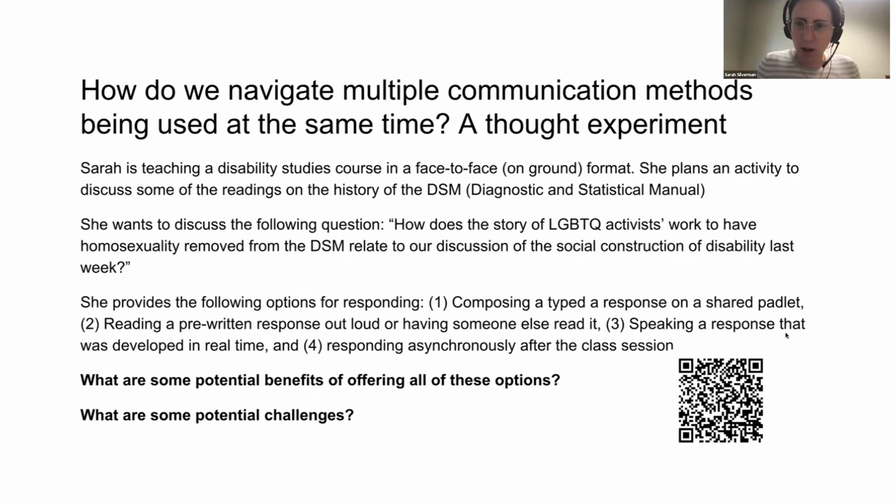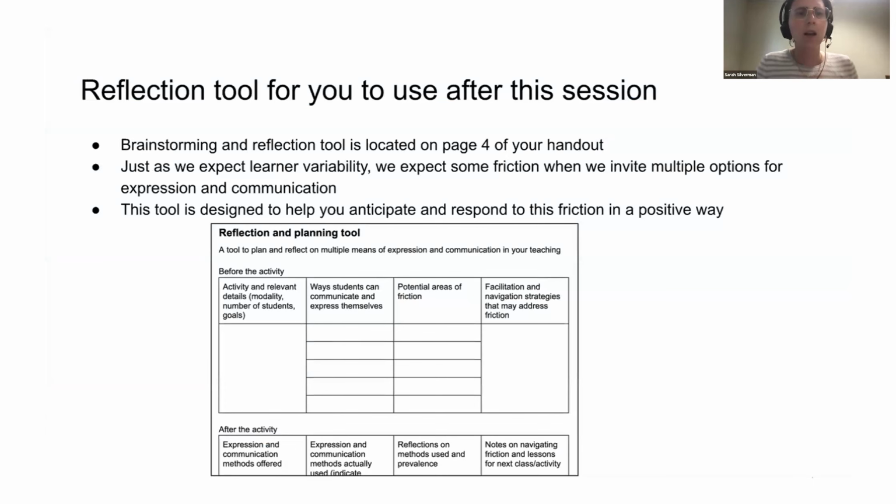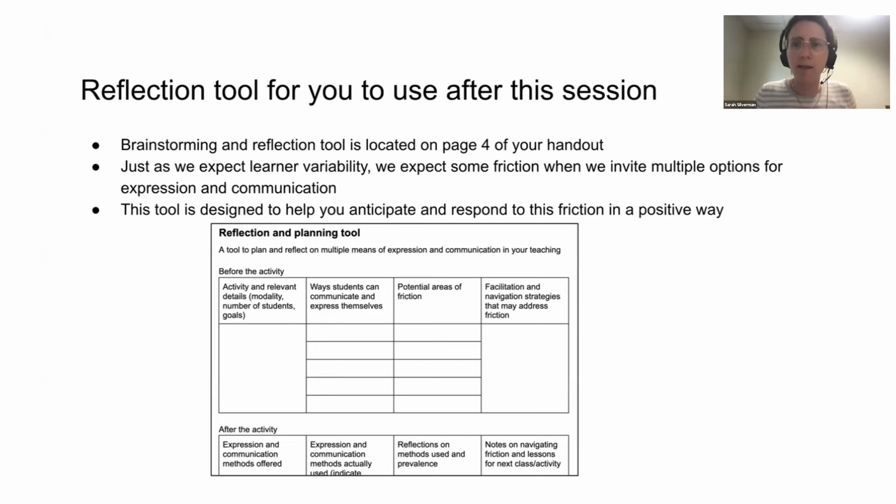And I'm just going to advance the slides one second. I developed a little reflection tool a while ago, and I shared it with you on page 4 of the handout. And one way that I like to think about this is just as we expect learner variability, we also have to expect some friction when we invite multiple options for expression and communication. So even in just offering chat and Poll Everywhere, I saw that there were some areas of friction that I didn't know about ahead of time.